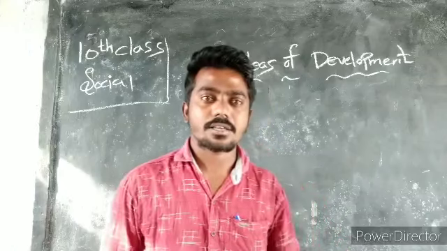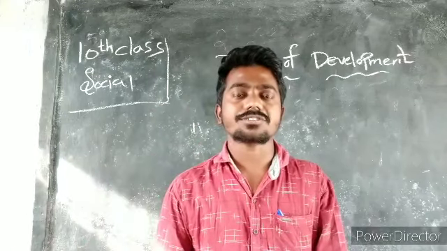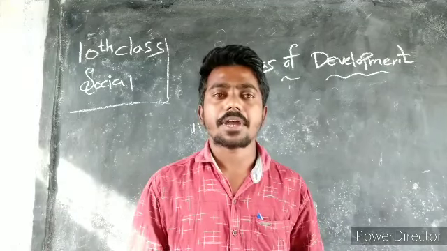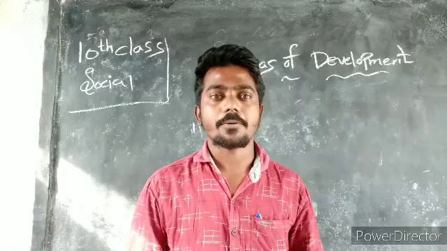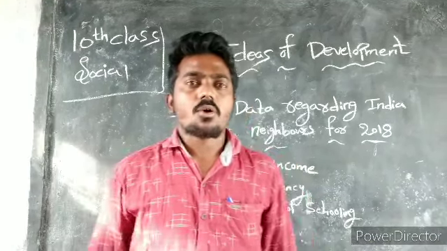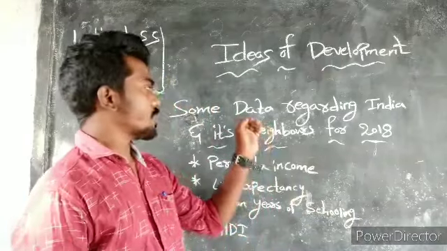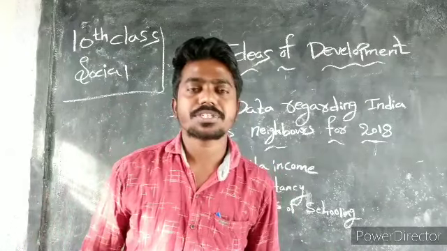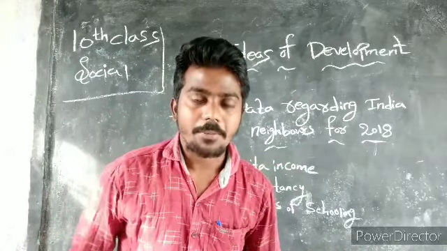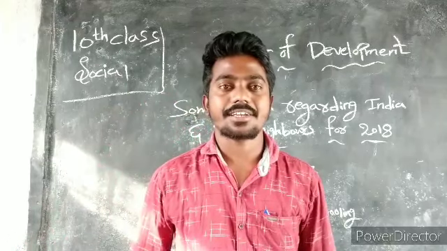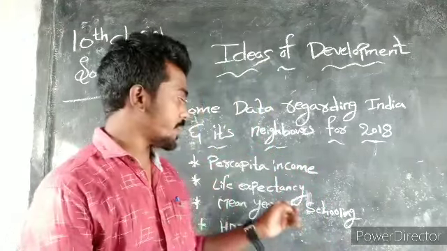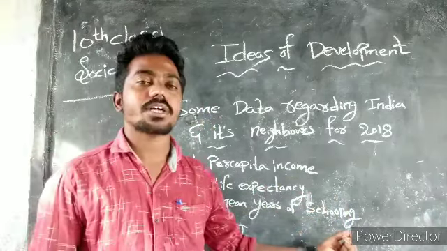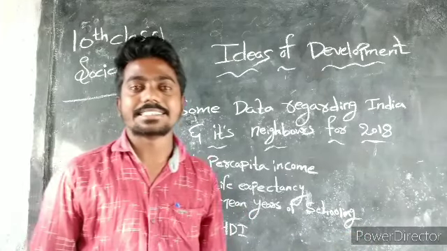I told you in the last class that I will explain the paragraph. I will take one or two examples. After the completion of this lesson, we can go towards the paragraph or the tables, and how we can write in the exams. Coming to today's topic, we will discuss some data regarding India and its neighbors for 2018. We are discussing our neighboring countries in the aspects of per capita income, life expectancy, mean years of schooling, and lastly HDI.